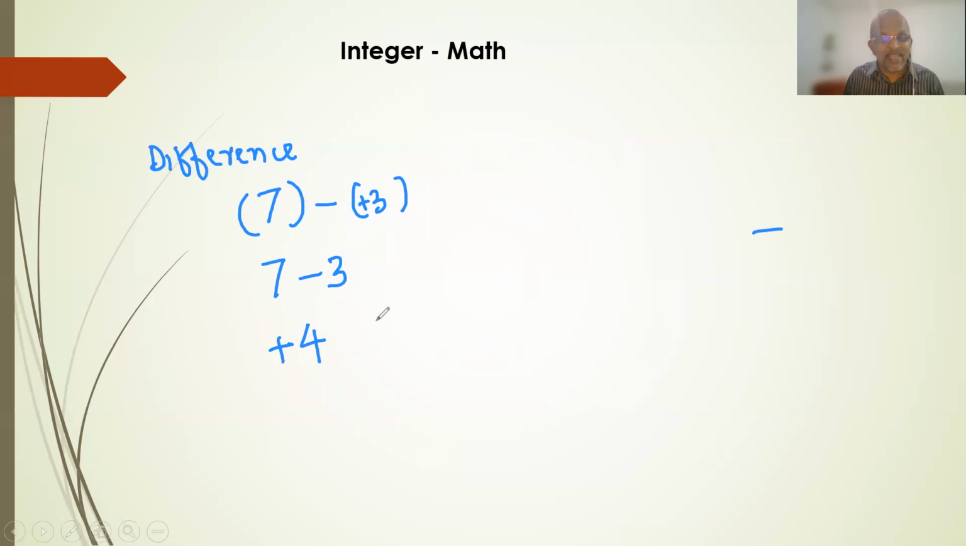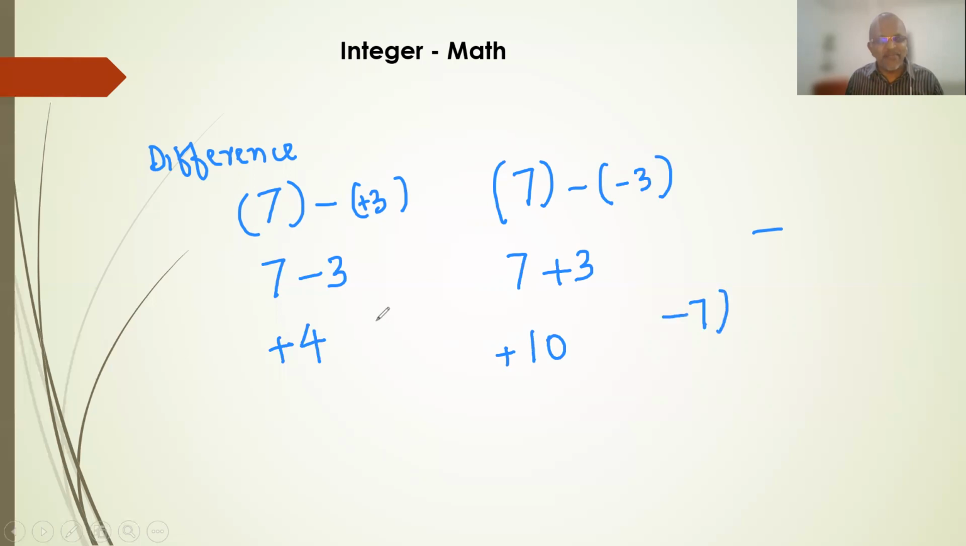Now take another example: 7 minus 3. 7 comes out of the bracket, minus. He changes the sign. What is the sign for minus 3? Minus 3. He will change it. Now the same rule: same sign, add and put the sign. Now the second last, not last, second last.